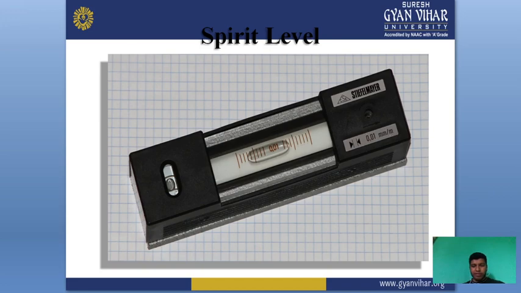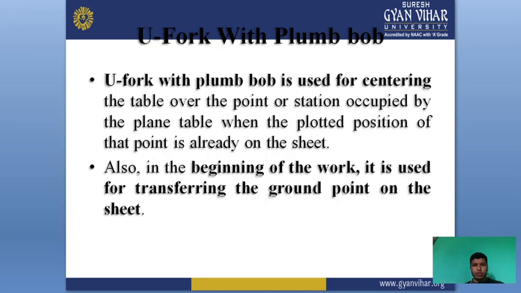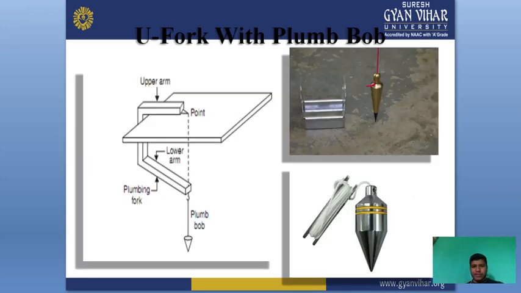When we level our setup, we can check that our instrument is fully level with the help of the spirit level. Next is the U-fork with plumb bob. What is a U-fork? The U-fork with plumb bob is used for centering the table over the point or station occupied by the plane table when the plotted position of that point is already on the sheet. It is also used in the beginning of the work for transferring the ground point on the sheet. This is an example of a U-fork with plumb bob.